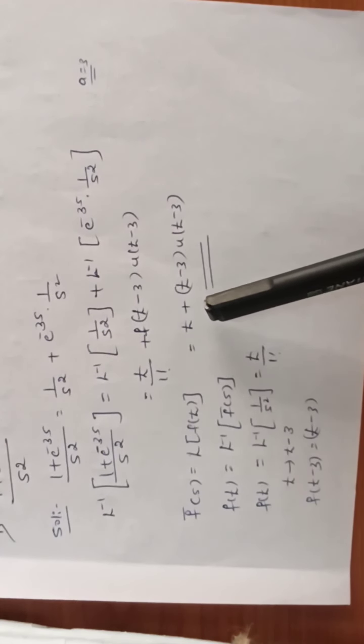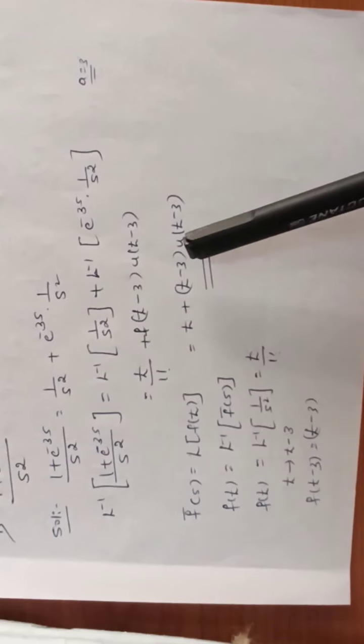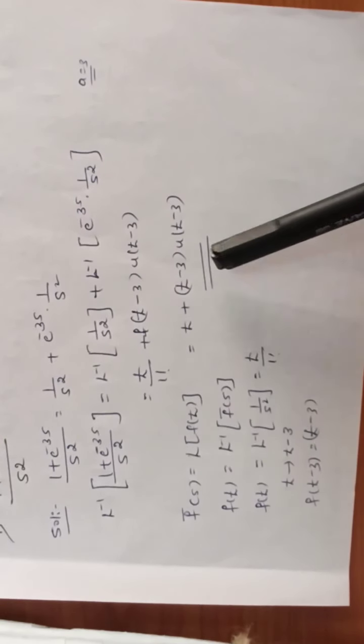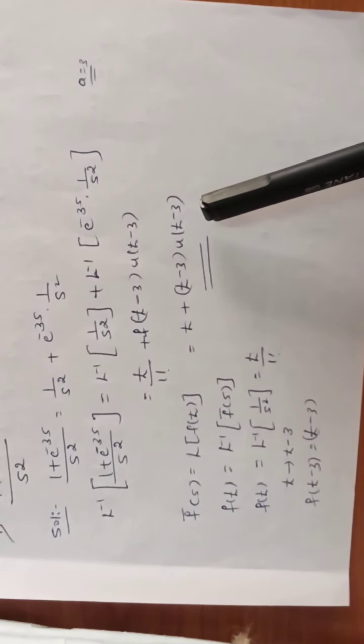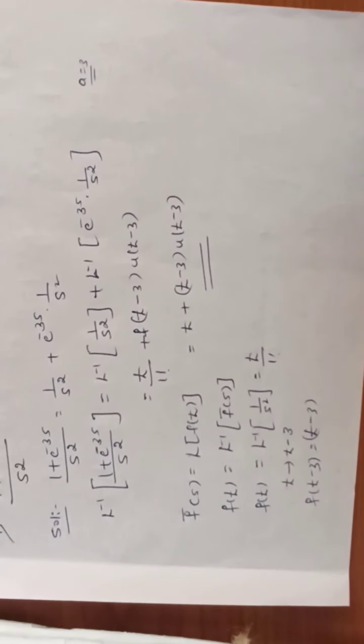So we will be having t by 1 plus f of t minus 3, which is t minus 3, multiplied with u of t minus 3. So let us go through one more example for better understanding of this property.